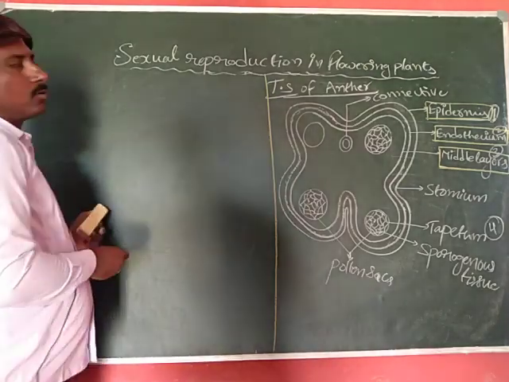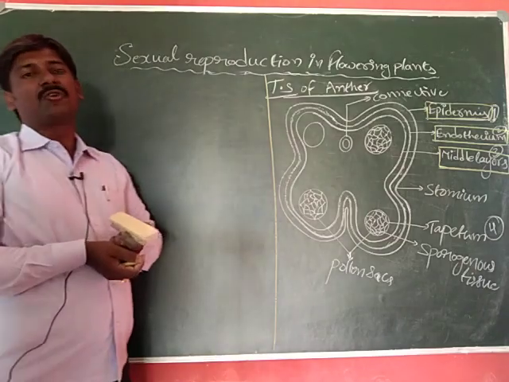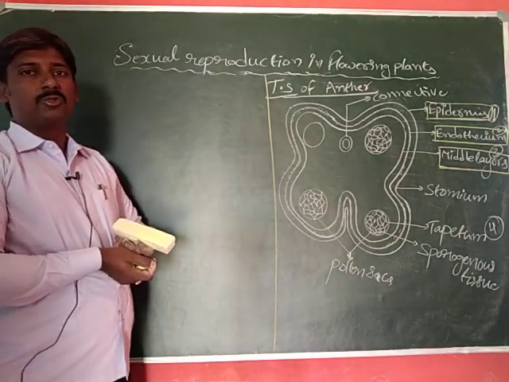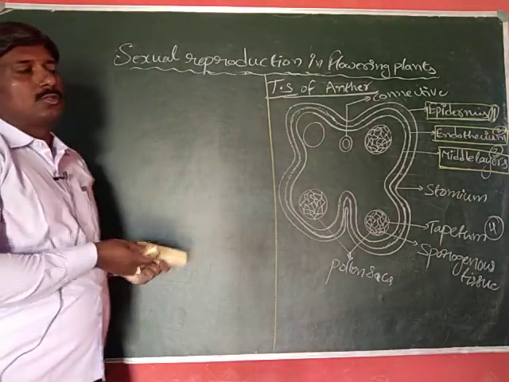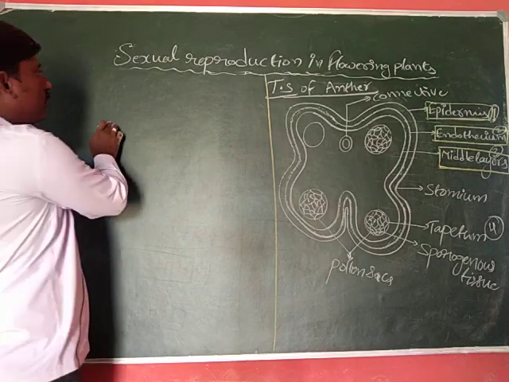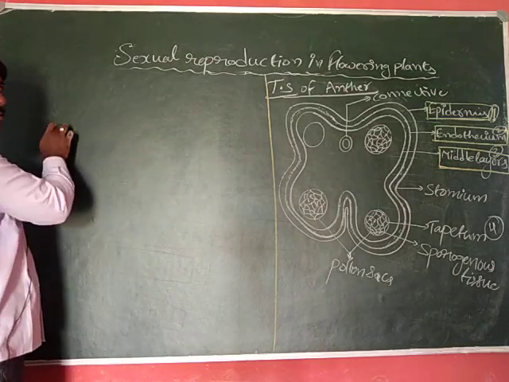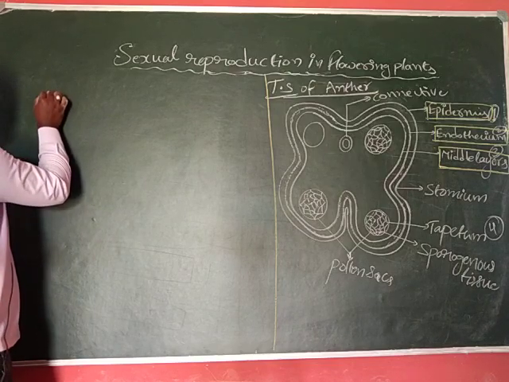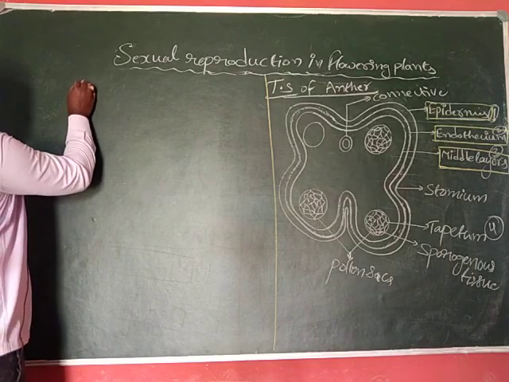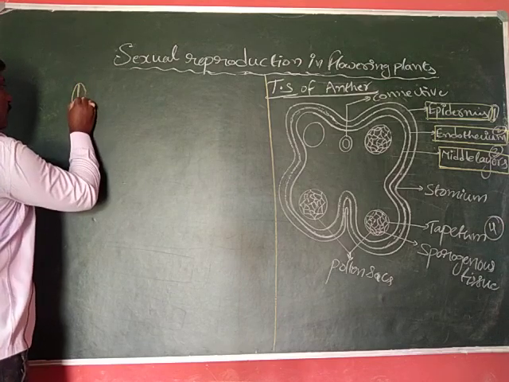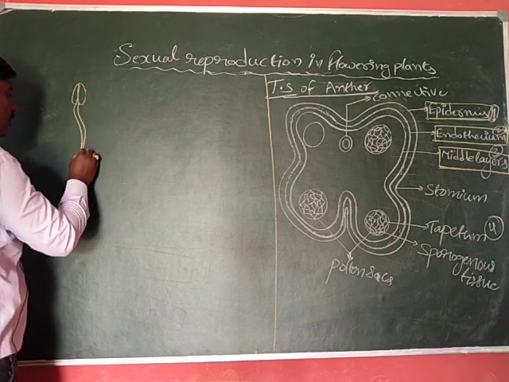Okay, hello students. Today I am going to explain the male reproductive part of the flower. Which is the male reproductive part of the flower? Androecium. Androecium consists of stamens. Now let us see the structure of a stamen. This is the structure of a stamen, right?